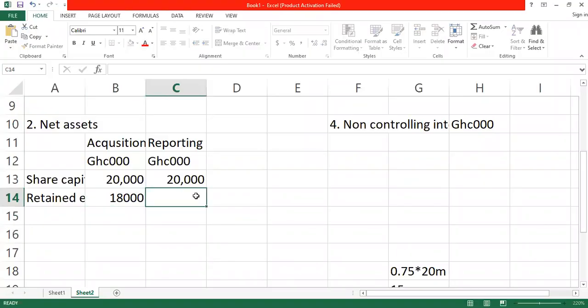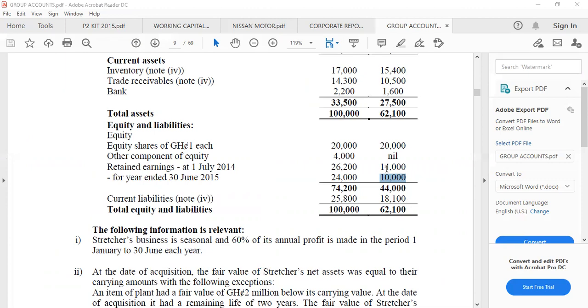Yes. Okay. What will be the retained earnings at reporting? 20,000? No. It will be the retained earnings at the beginning plus the total profit. It is 24,000.